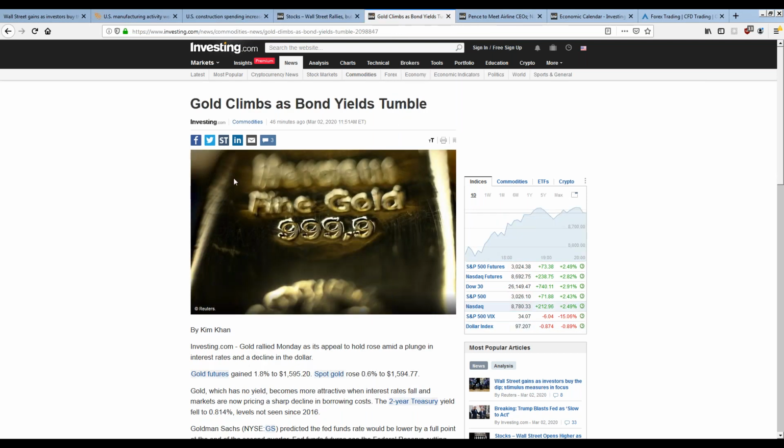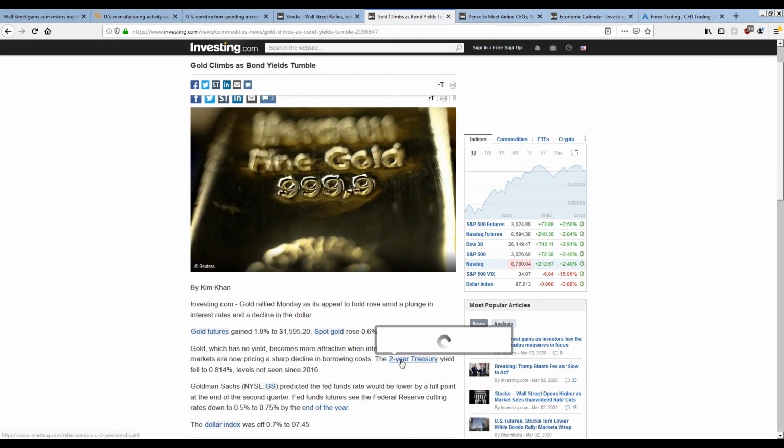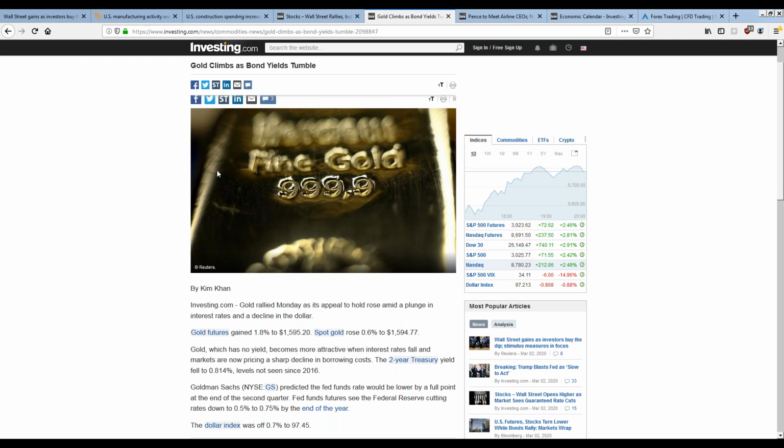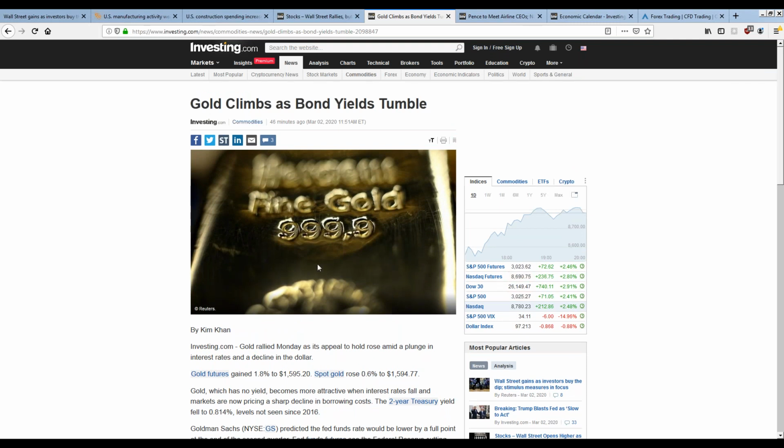Okay, so then we move on and we say gold climbs as bond yields tumble. Okay, so I alluded to the fact as we got going that I would explain a bit about why maybe gold wasn't shooting up while the stocks were plunging. Why was gold, being the safe haven, not flying up as much as you might think day after day last week as stocks were plunging? And the answer to that partially is in this article, okay?